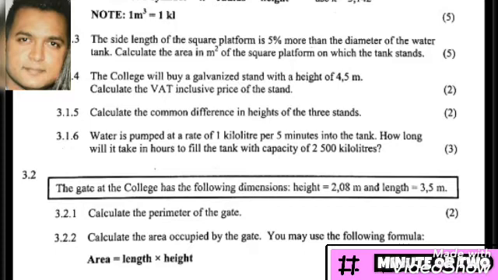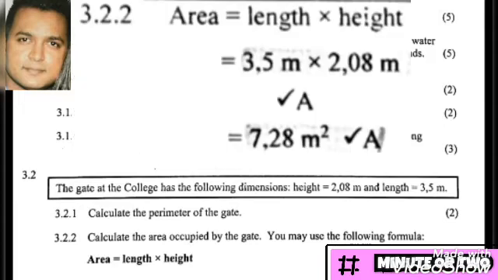3.2.2, calculate the area occupied by the gate. You may use the following formula: area is equal to length times height. Now both these dimensions have been given to us, the length and the height. So we multiply them through. It will be 3,5 meters times 2,08 meters, and our answer for the area will be 7,28 meter squared.